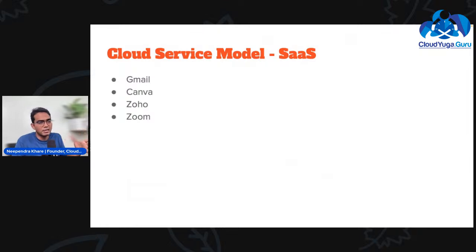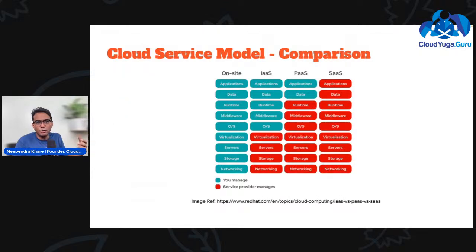Correct? That is an example of SaaS, which is software as a service. So all of these software, as I said, Zoho, Canva, all of these examples are of that, right? Yeah, and if you have any question, please put it on the chat so that I can take those questions as well if you have any. Okay. Now, here is the comparison of it.